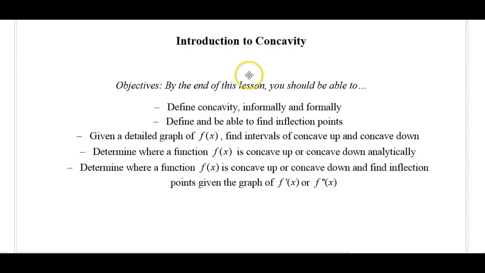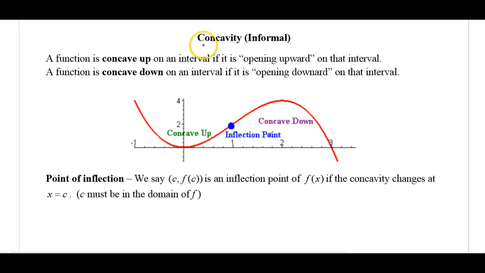Introduction to concavity. Let's begin by informally defining concavity. A function is concave up on an interval if it is opening upward on that interval. So the way I like to think about concave up is that that portion of the graph can hold water. In other words, it's sort of the shape of a bowl that if I were to pour water in it, the water would actually stay in that bowl.